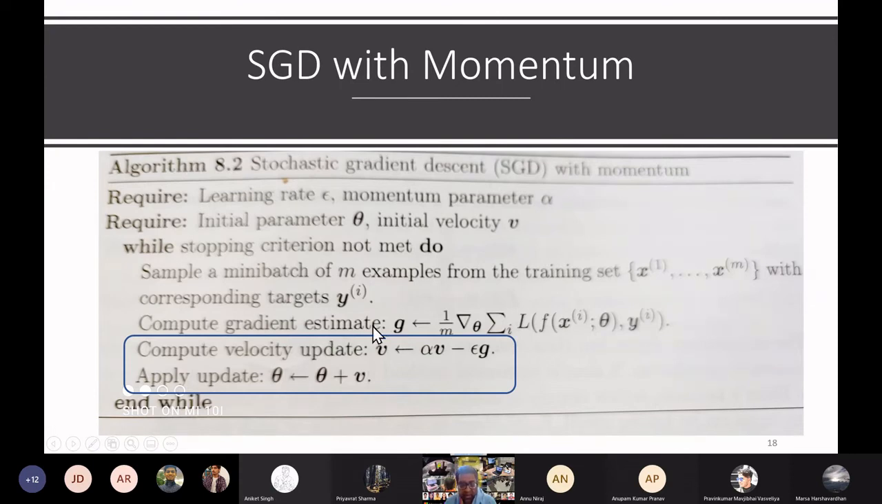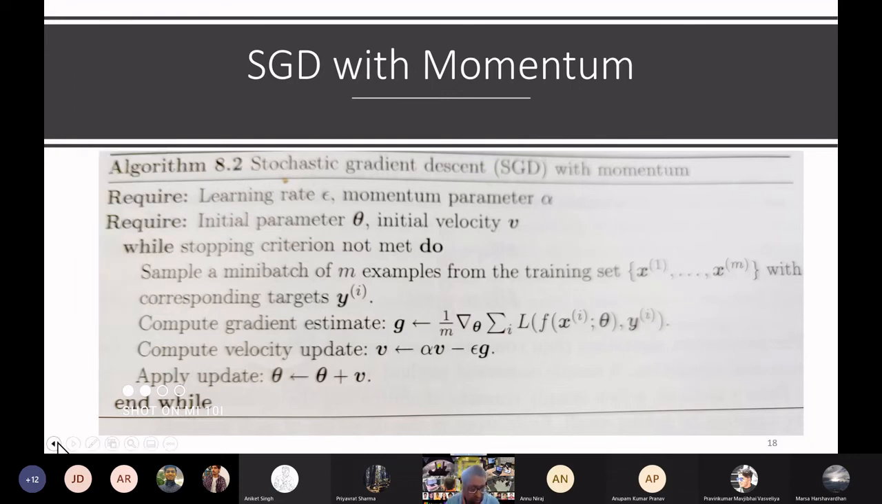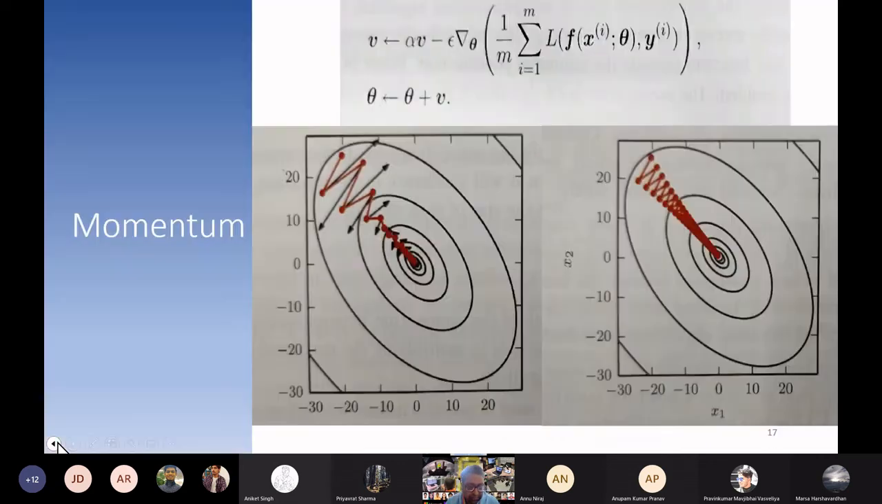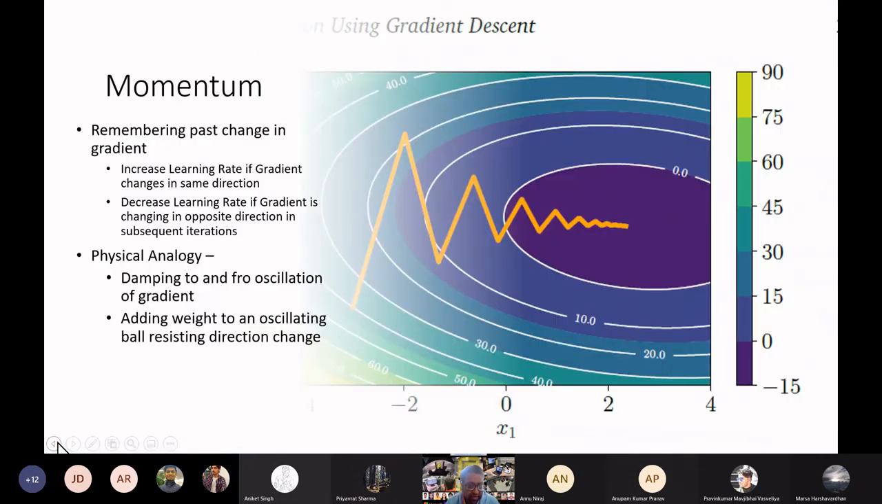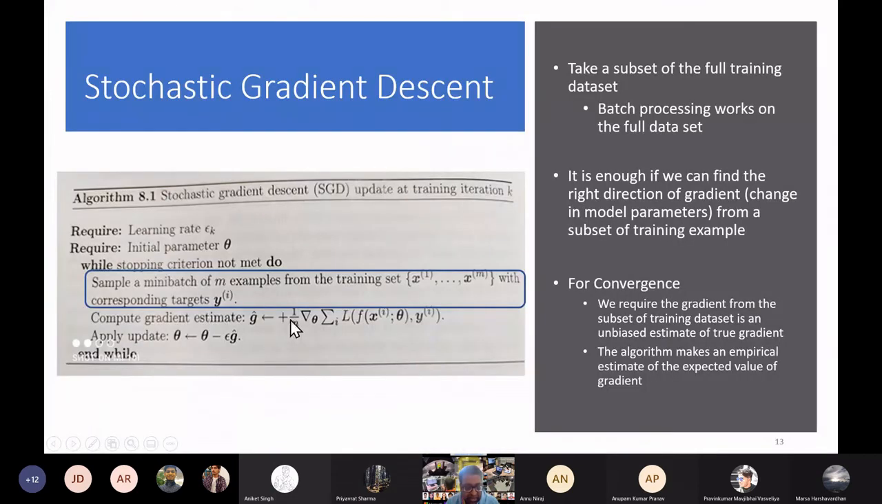So if I just go back to a few slides here, to the slides on stochastic gradient descent. Here you can see that g is the computed gradient estimate, and then we are directly applying the update to the model parameters by multiplying the gradient estimate with epsilon. Okay, theta minus epsilon g.